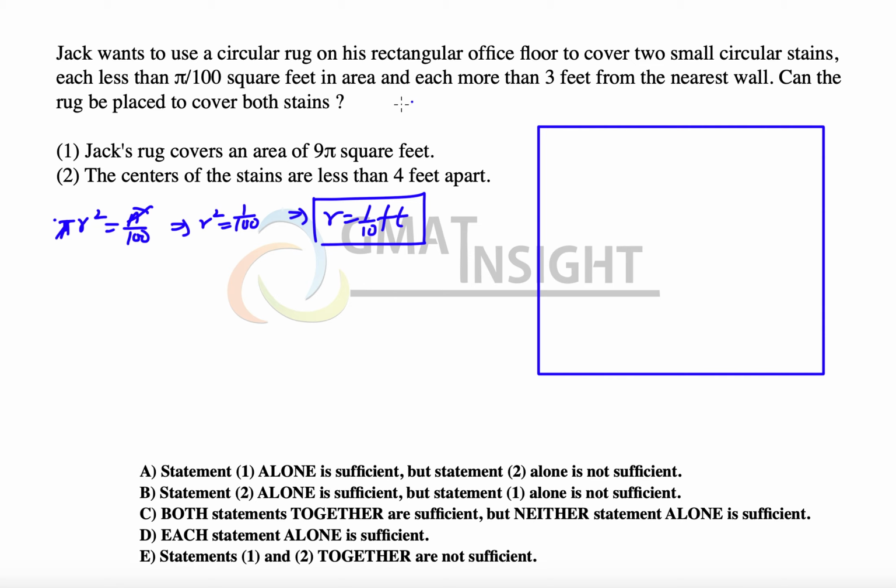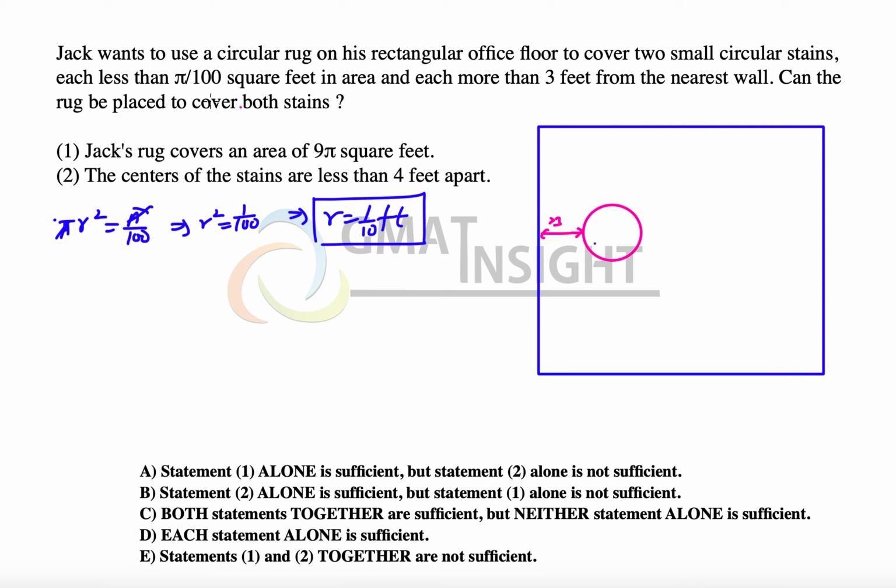The question says that each is placed more than 3 feet from the nearest wall. That means the distance of the stain is a minimum of 3 feet from the wall. So if we have a stain here, then its boundary will have to be, let me just quickly draw a stain figure. So suppose we have a stain here, then each stain will have this boundary, which is more than this distance, more than 3 feet. Now let's read the question further.